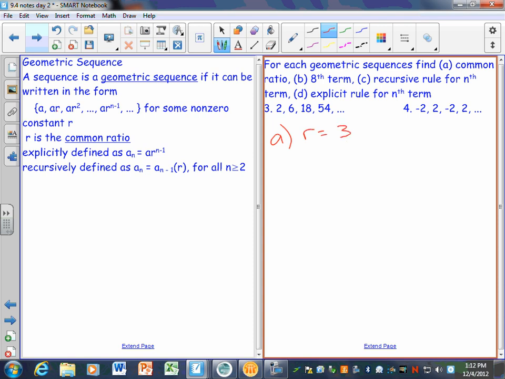Something really important to point out, if you are dividing, you can't say dividing by 3 there. You have to write it as a fraction. If you were dividing by 3 each time, what would you write for your common ratio? 1/3. So whatever you're dividing by, you can just write that as a fraction. So that's an important thing to point out there. Part B, I'm going to skip.